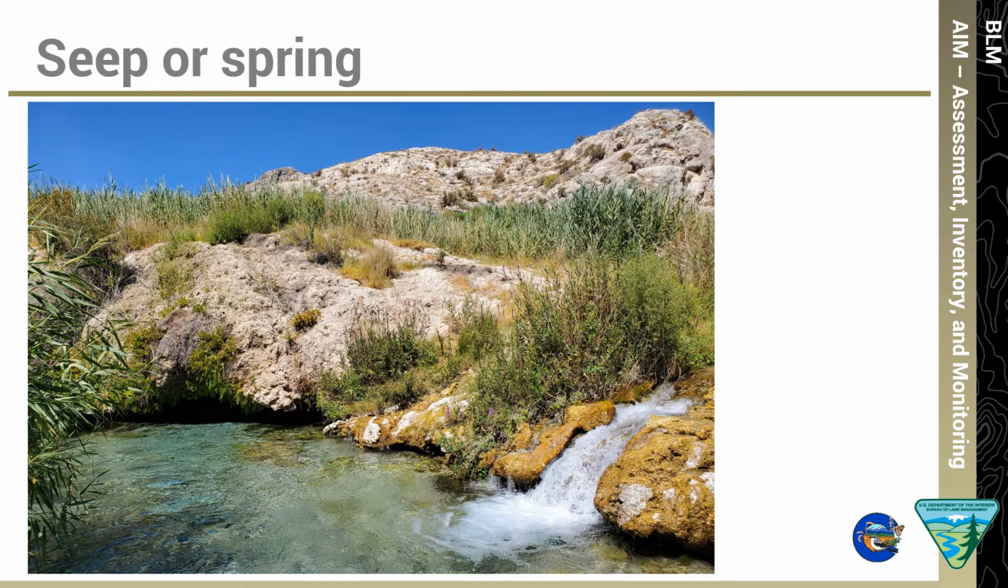It may be tempting to record seep or spring as the dominant water source on sample plots named after adjacent springs, such as Coyote Spring or Willow Spring, but use the information you have gathered while sampling in the monitoring plot to help inform the most appropriate water source.